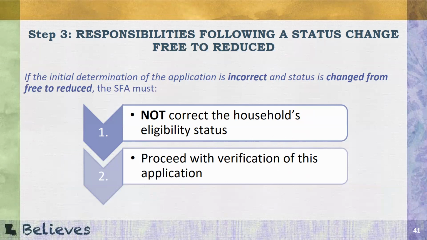The responsibilities following a status change free to reduced are: if the initial determination of the application is incorrect and status is changed from free to reduced, the SFA must not correct the household's eligibility status and must proceed with verification of this application.